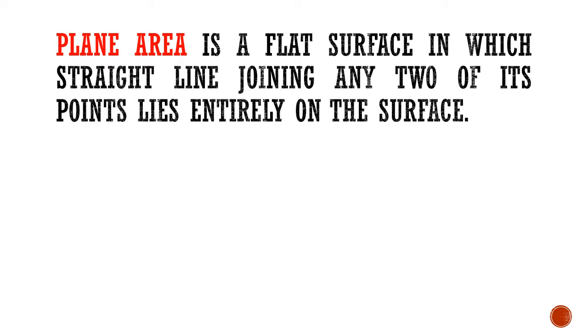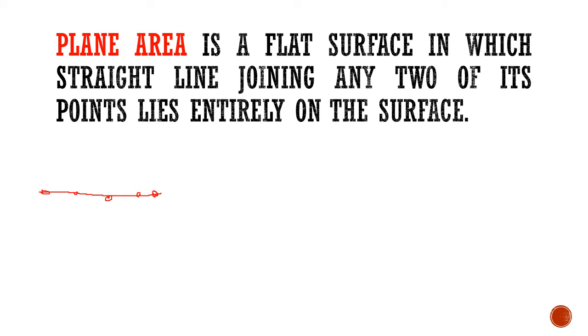First, let's talk about plane area. Plane area is a flat surface in which a straight line joining any two of its points lies entirely on the surface. Alam naman natin na yung isang line is binubuo ng points. So, a straight line is composed of different points. Ayan, may mga points dyan. Bago tayo makabuo ng line, alam natin na nagmula muna to sa mga points.